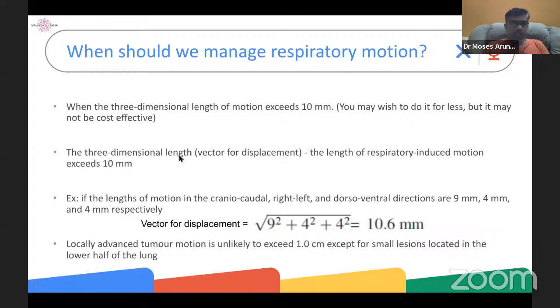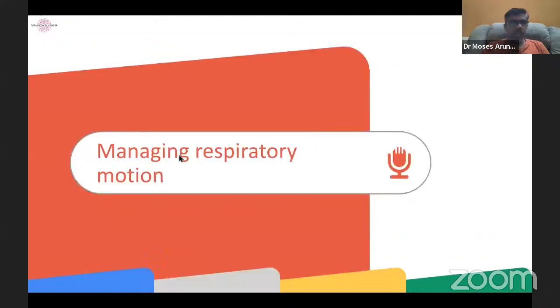This is, I believe, from a Japanese group. They took a different approach. They estimated the total vector of displacement of the tumor, and estimated that if it is less than 1 centimeter, it may not be worthwhile opting for a motion management method, and it may not be cost effective. But anything more than 1 centimeter, you should definitely consider a motion management method.